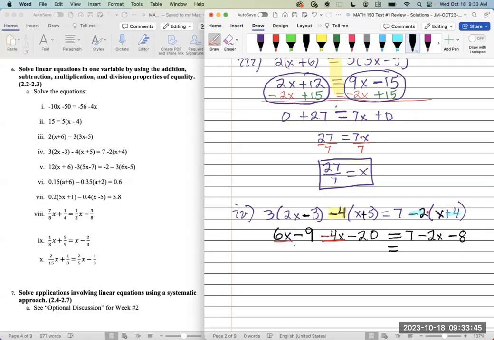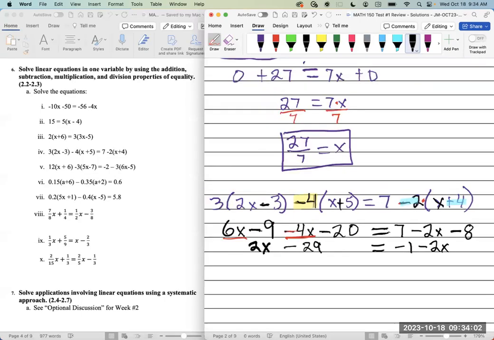6x minus 4x becomes 2x. Minus 9 minus 20 means you're down 29. 7 minus 8 is -1. And I still have a minus 2x.